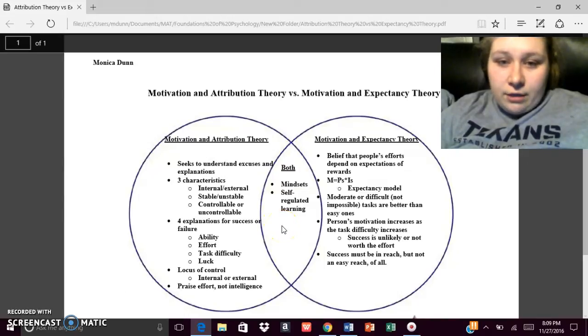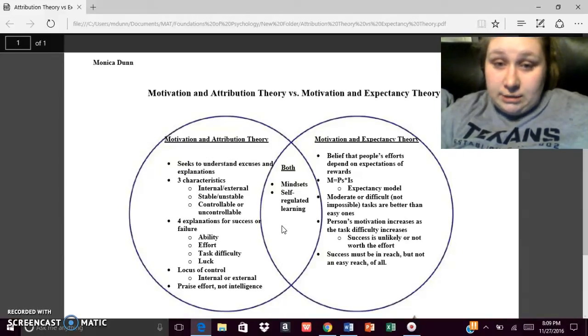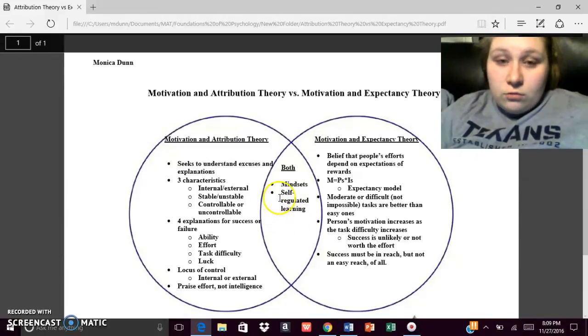Both of these theories depend on the mindset of the students. So it's important to keep that in mind while we read through these theories. Also, depending on the mindset of the students, it determines if the students can self-regulate their learning or not. So, with that being said, let's move over here to the motivation and attribution theory.